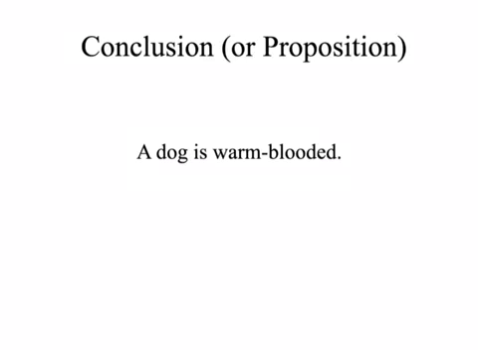Finally, here's our conclusion. These are also sometimes called propositions. A dog is warm-blooded. This takes one item from each of the preceding premises and comes to a logical conclusion that if mammals are warm-blooded and a dog is a mammal, then a dog is warm-blooded also.